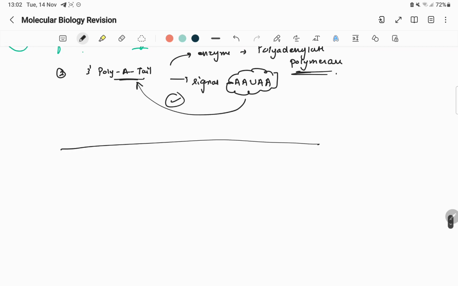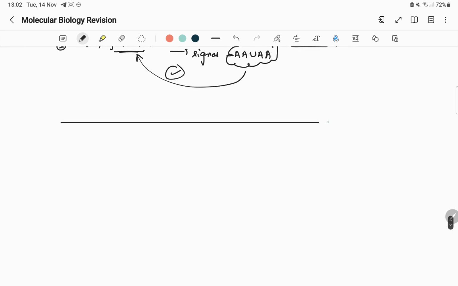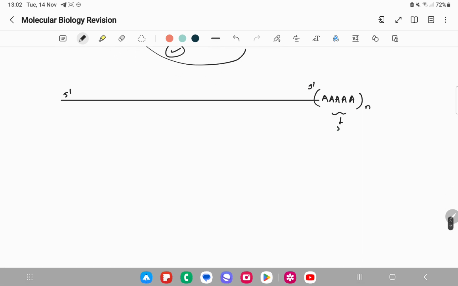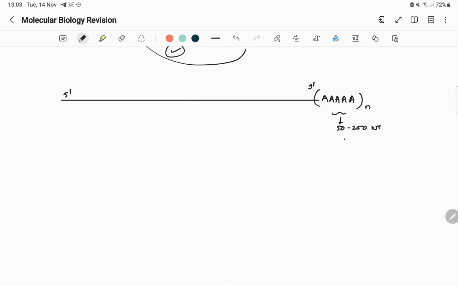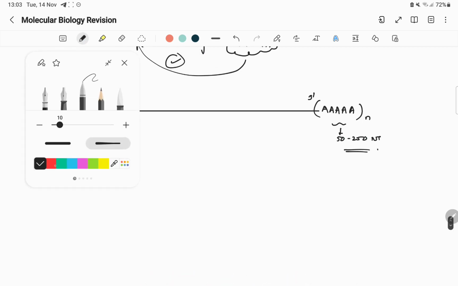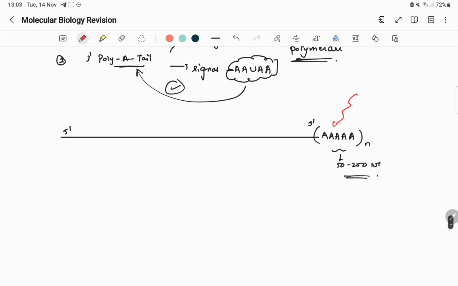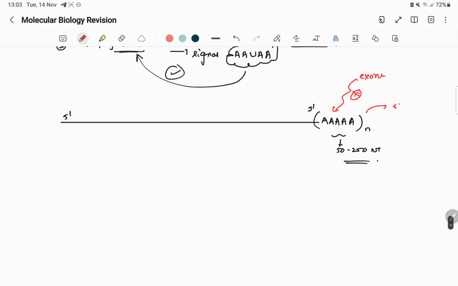So here we have the RNA strand. To this, a tail of As is added, to the 3' end; this is the 5' end. About 50 to 250 nucleotides of A are added. This will prevent the action of 3' exonuclease. It will give stability, and it will serve as a site of binding of PAB protein.